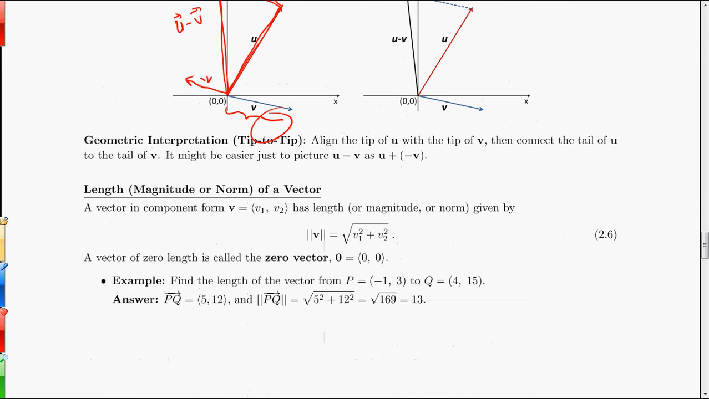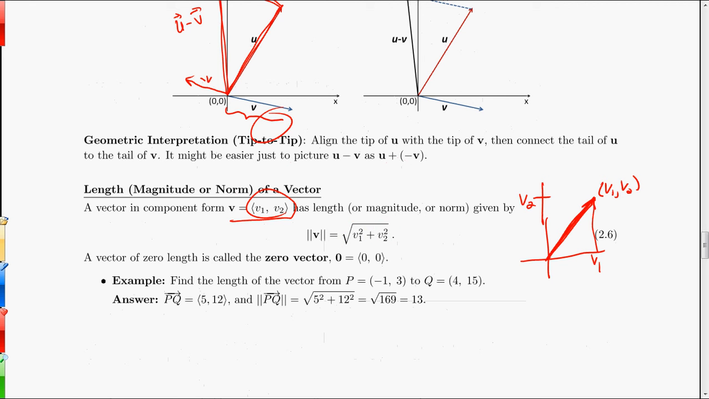If you have a vector in component form that looks like V1, V2, the length of that vector is just Pythagorean's theorem. It's the first term squared plus the second term squared, square root. If this terminates at this point, V1, V2, that means this distance here is V1, this distance here is V2, and the length of this hypotenuse is just the square root of V1 squared plus V2 squared.